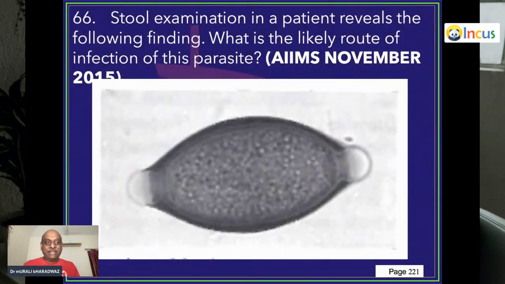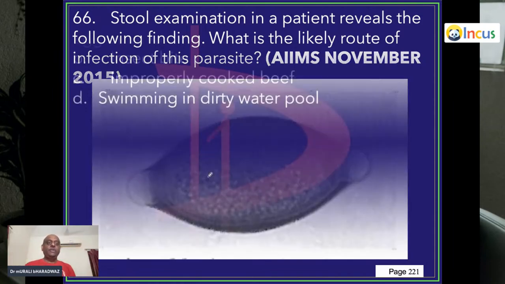Now we have come to the examiner's favorite area. He won't leave it. What is this cyst? What is this stool? You need to be very sure.